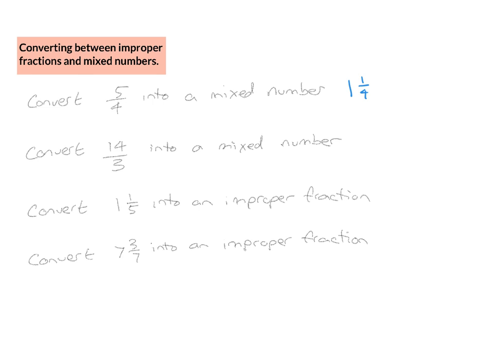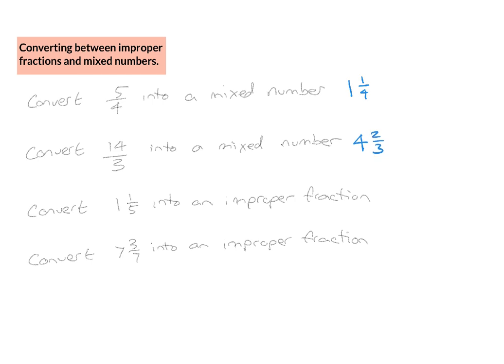The second one, we have 14 over 3. So I'm going to do 14 divided by 3. How many 3's go into 14? Well, that's going to be 4, because 4 3's are 12, but I want 14, so I have 2 left over. So I still have 2/3 left over. So I have 4 whole ones and 2/3.